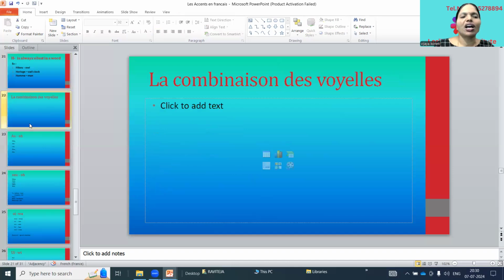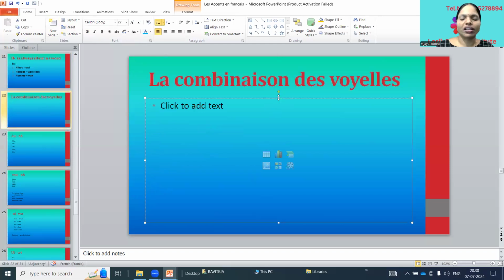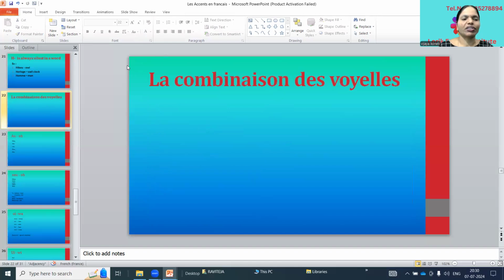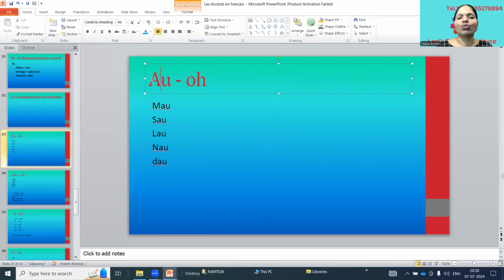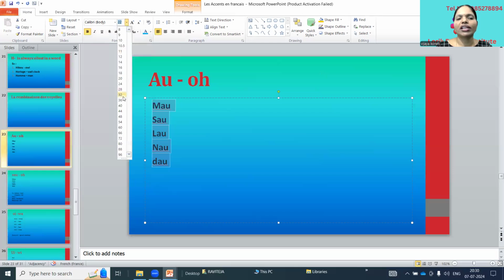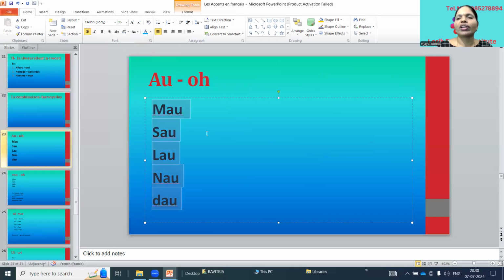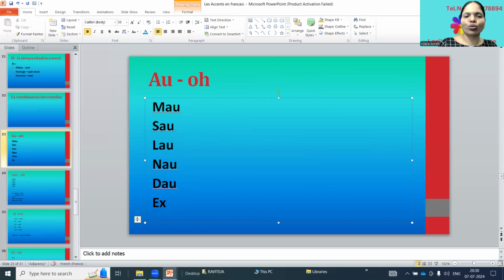And the next one is la combinaison de voyelles. So the combination of vowels. If two vowels come together, how will the pronunciation be? So the first one is AU, O. AU sound, whenever AU is coming, we have to take the O sound. For example, MAU, mo. SAU, so. LAU, lo. NAU, no. DAU, do. Okay, examples: merci beaucoup. Okay, I mean, au revoir.